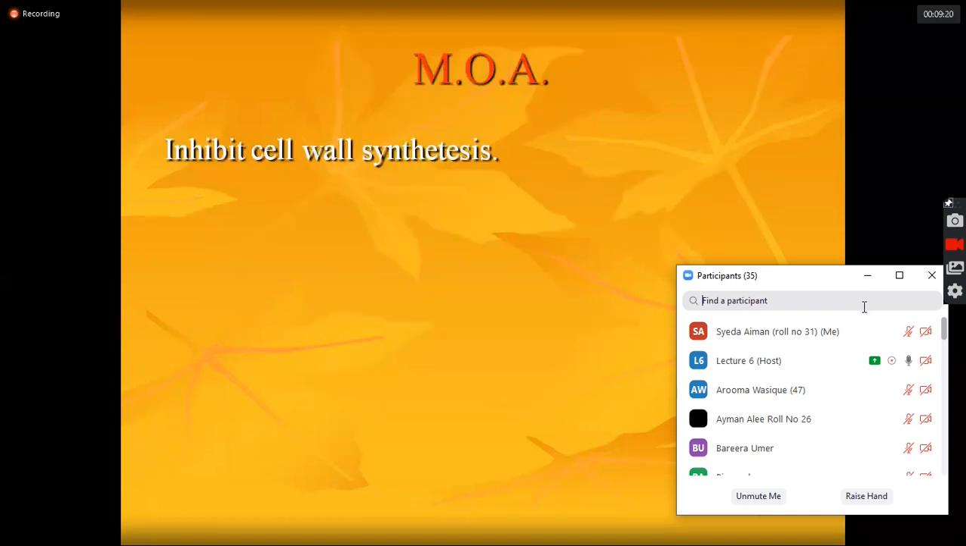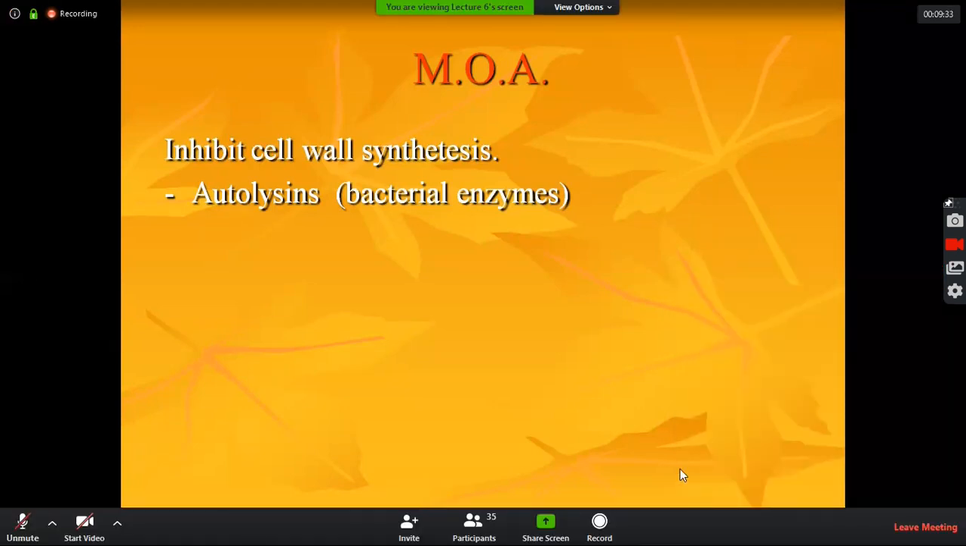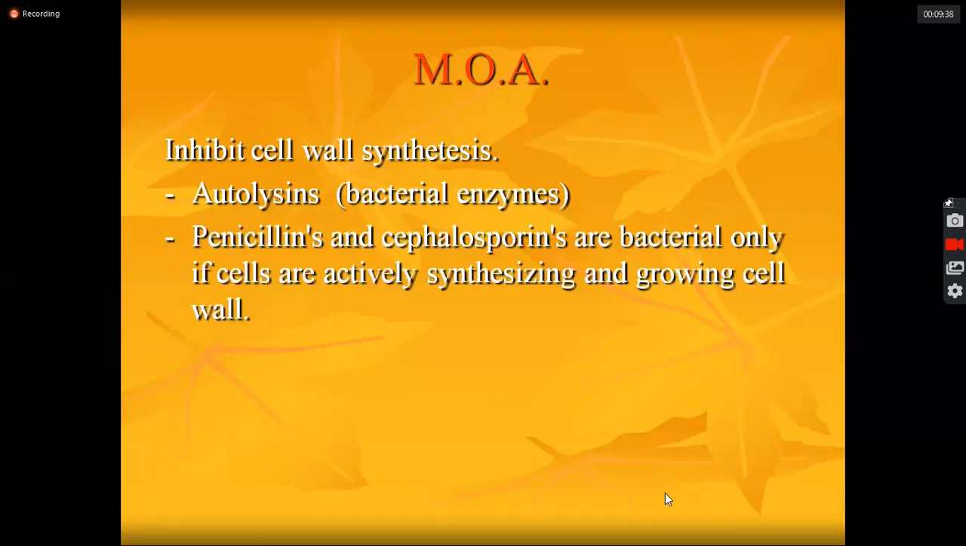Now, mode of action. The mode of action of all penicillins, carbapenems, monobactams, and cephalosporins is that they are cell wall synthesis inhibitors. They are active only on those cells where the bacteria are actively synthesizing and growing the cell walls. Now, the importance of the cell wall: you all know that the cell wall of any organism keeps the organelles inside. It is responsible for the integrity, the shape, and the action of that particular cell. So if that cell is weakened, the cell would die.